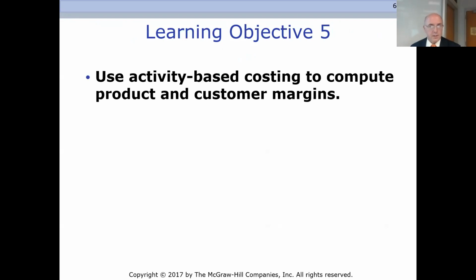Using activity-based costing to compute product and customer margins. You know, which are your most profitable products or which are your most profitable customers? If you're losing money on a customer, you may consider dropping that customer. Notice I didn't say you will drop that customer because there's more to it than that. If you're losing money on a customer, why would you not want to drop that customer? You said something about a loss leader?